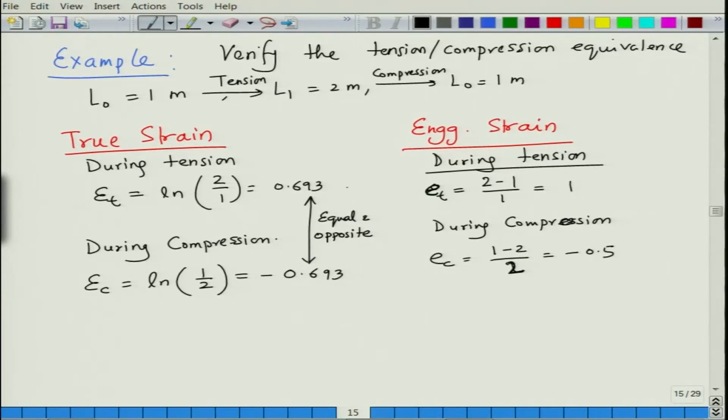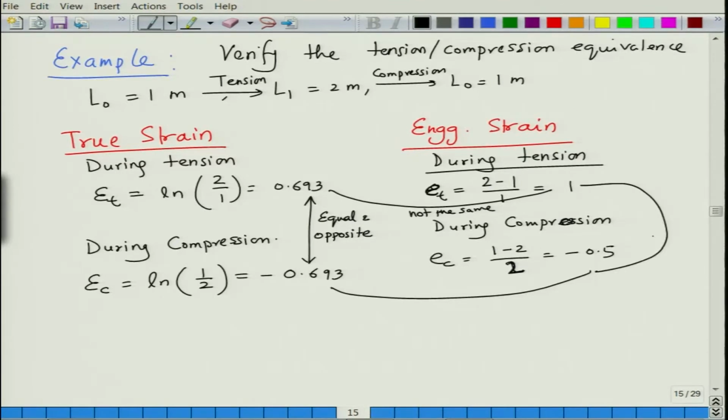So, you can see that these are not the same. Because these are very large strains, these are not equivalent, and there is a problem. That is why true strain is a better measure of strain than the engineering strain.